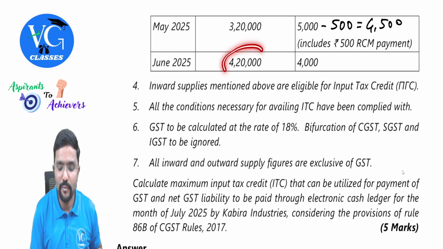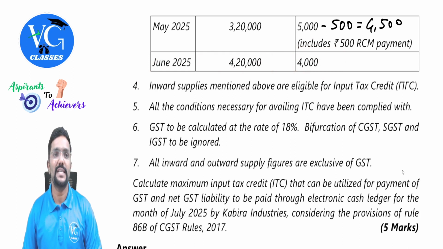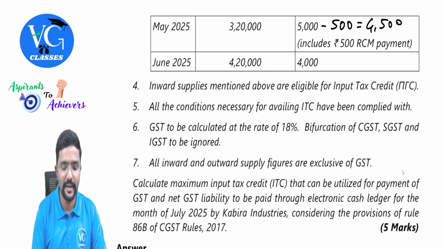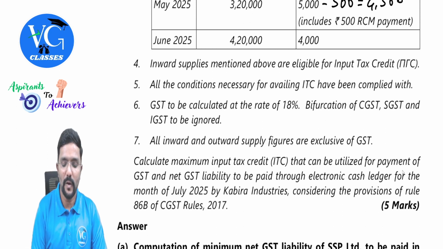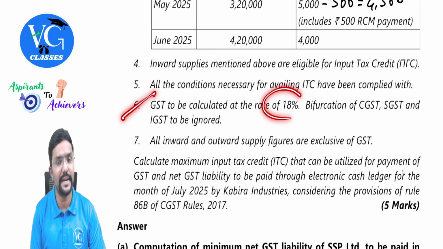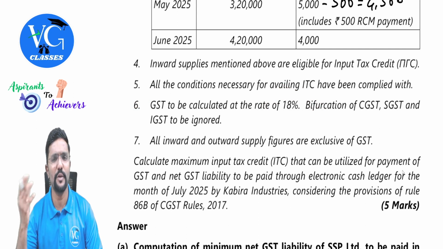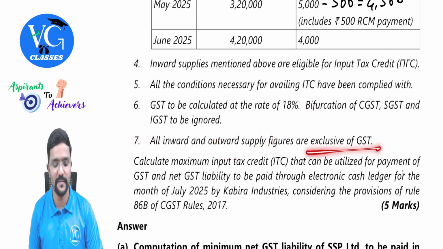And June, output tax is 4,20,000 and the amount paid through cash ledger is 4,000. Okay, sir. For this, we need to do the calculation and see whether it is less than 1% or more than 1%. We will take care of it later. And the inward supplies mentioned above are eligible for input tax credit. All conditions necessary for availing ITC have been complied with. GST to be calculated at the rate of 18%. Bifurcation of CGST, SGST, IGST not to be considered, means ignore it. All inward and outward supplies figures are exclusive of GST.